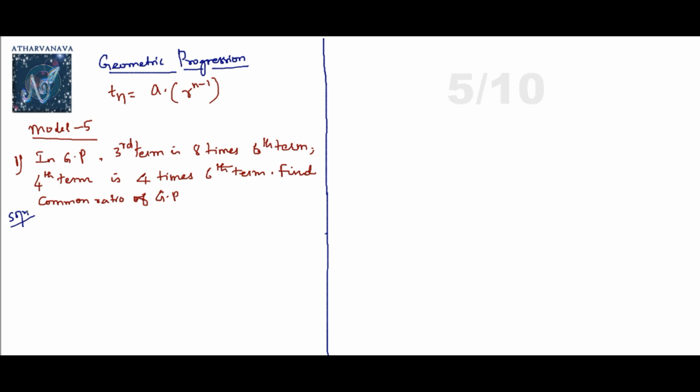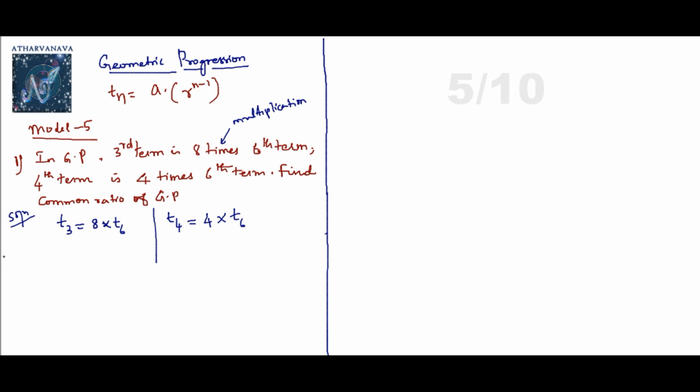So let's start writing the solution. First things first, we need to decode the question. We will write T3 is equal to 8 times. Times stands for multiplication. When I say times, it is going to be multiplication, like 5 times 5 in the tables we learn. 8 times means 8 into T6. One more relationship is given: T4 is equal to 4 times the 6th term, again T6.